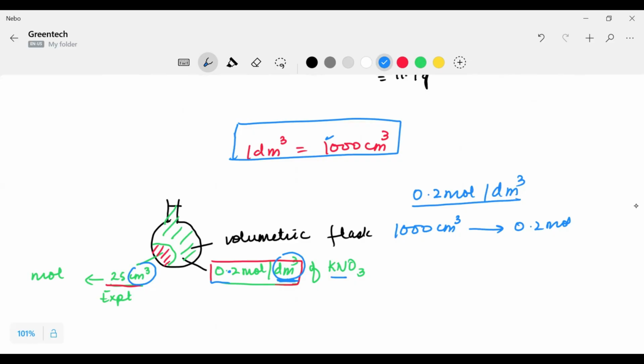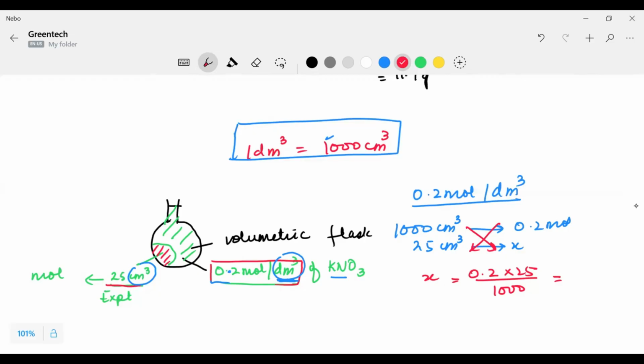Agreed or not? Yes? Now, by using the unitary method, if 1000 cm cube has this much, then 25 cm cube will have X. Am I right? So now we will be cross multiplying, or you can do it by the unitary method. When you multiply, we will be having 0.2 times 25 over 1000. You will be getting the value for X. That means these many moles will be present in 25 cm cube. Simplify.